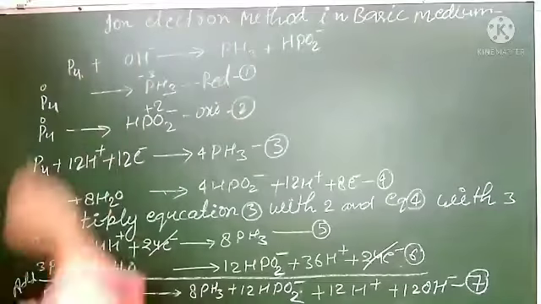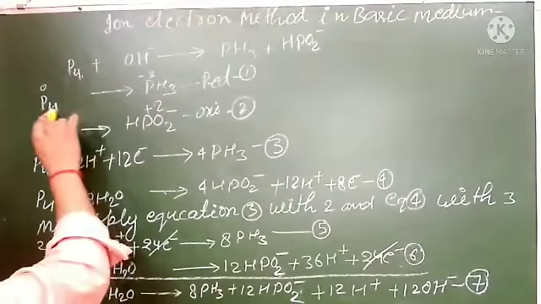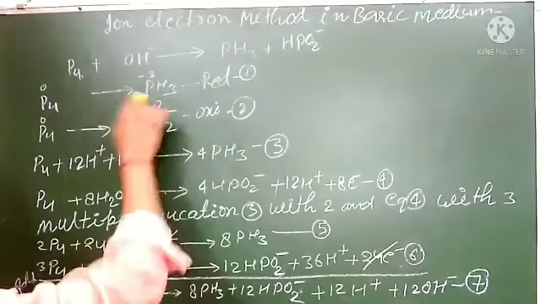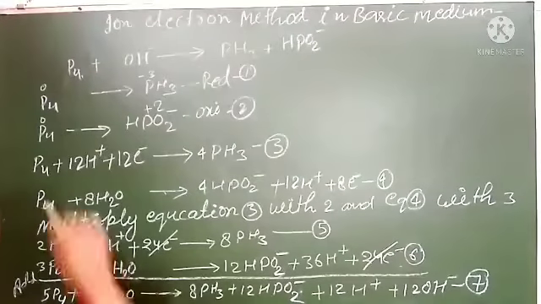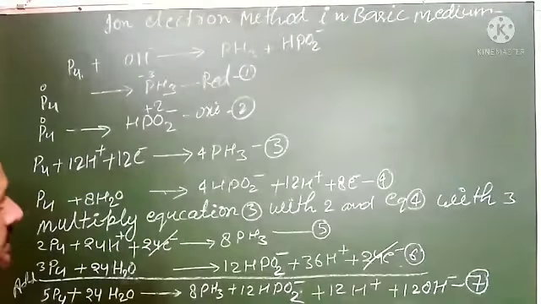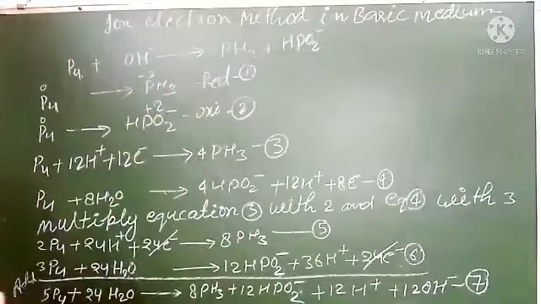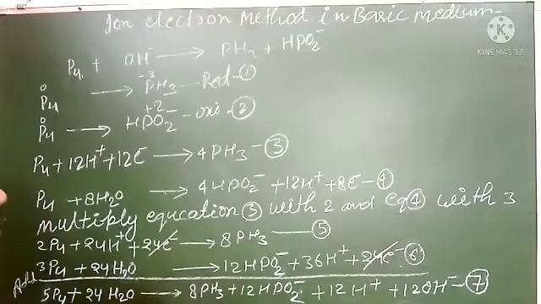From this we will find two half reactions. What you see here is that P4 gives PH3 and P4 gives HPO2 minus. So I have written the oxidation states. Here the oxidation state is 0 and then it is -3. You might know how to calculate the oxidation state. Here the oxidation state of this one is 0 and that one is +2.